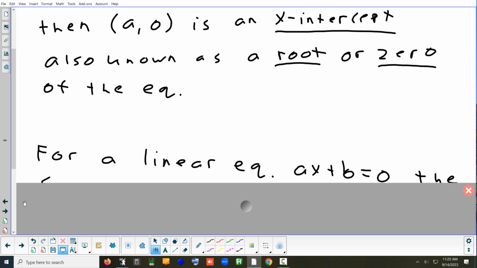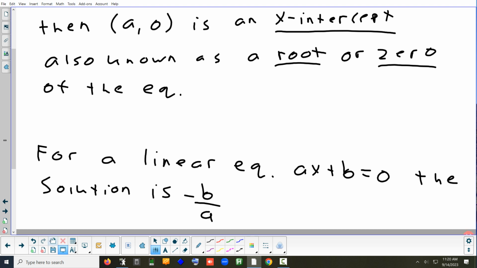And in general, could somebody tell me how you would get x by itself in that equation? You would subtract by b and then divide both sides by a. Yeah, you'd subtract the b, so you'd have a -b, and then you'd divide by a. And if you did that, you would have x by itself, and the answer that you get would be the root of the equation.